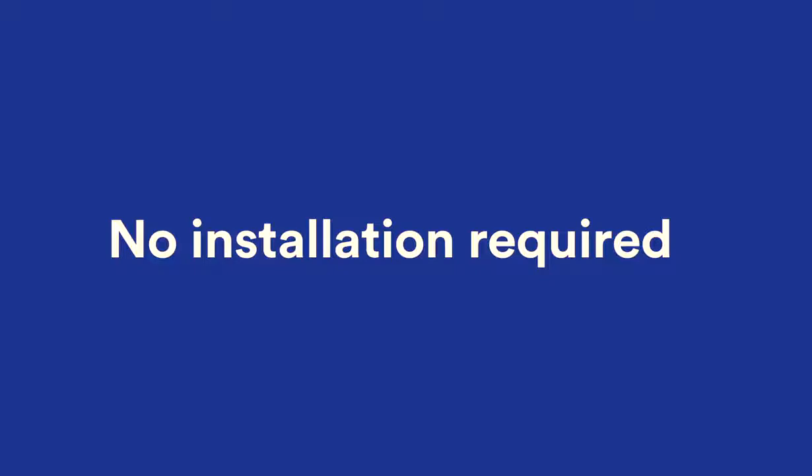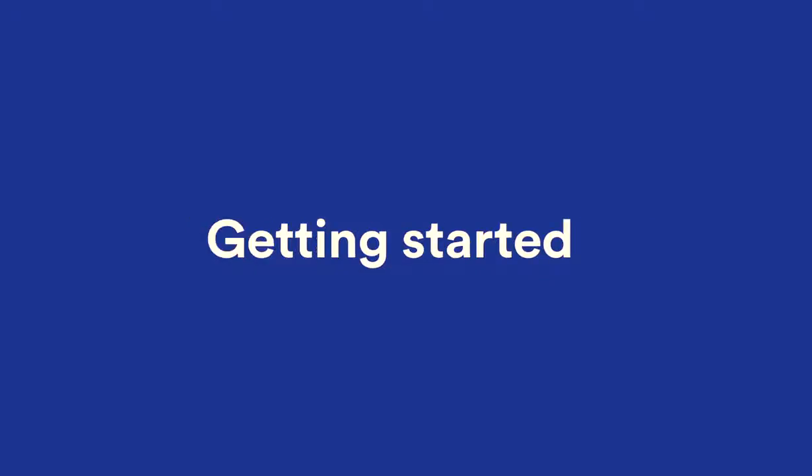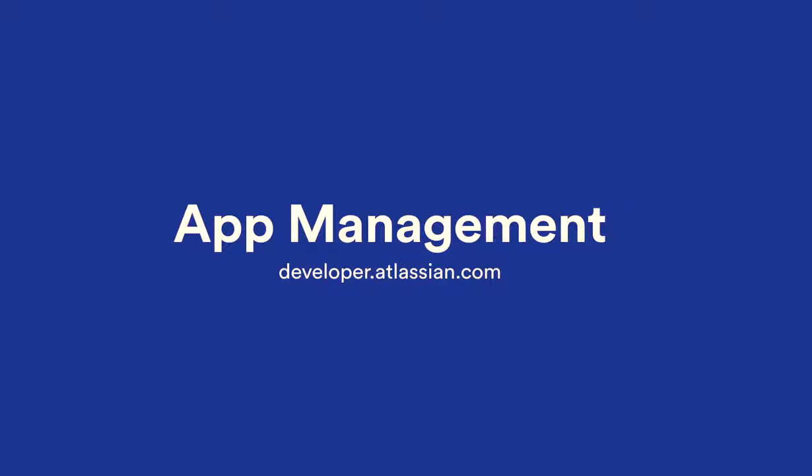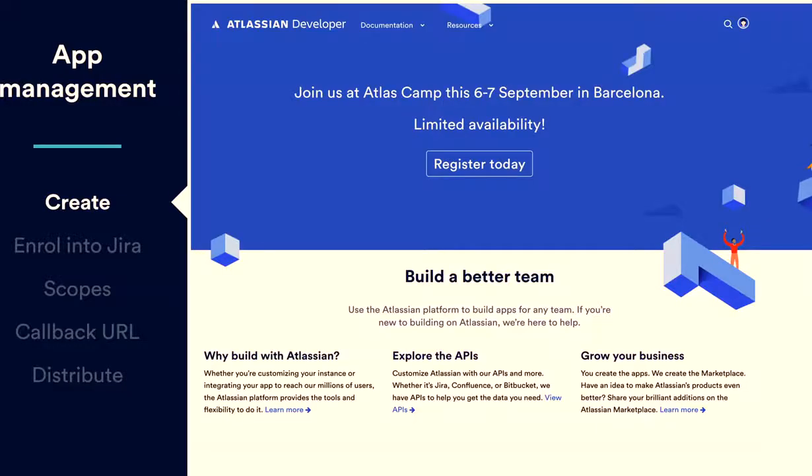So let's see in detail how we get started with that. To get started, we have a little bit of a journey. This goes from things we have to do less often to things we do more often. So we're going to start with the app setup. The app setup happens in a place we call app management. To start this, we go to developer.atlassian.com, make sure you're logged in.